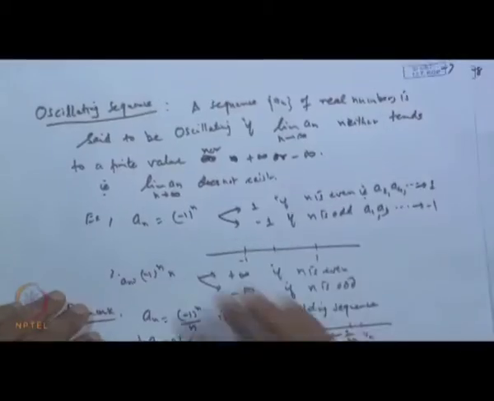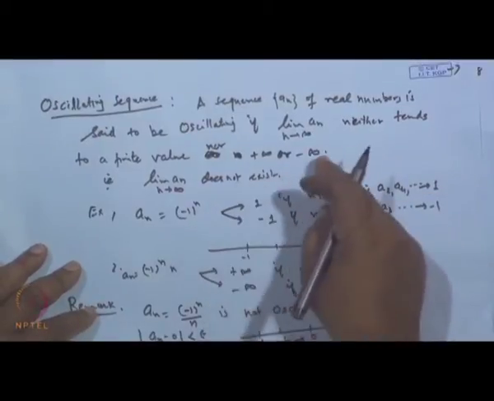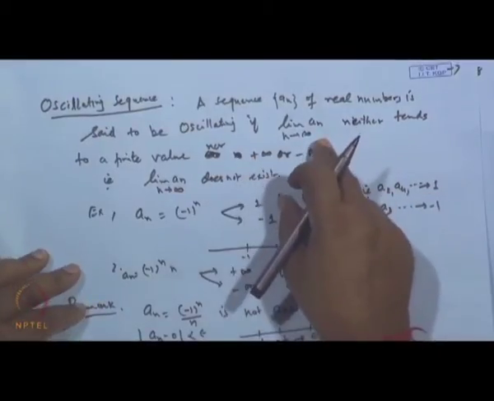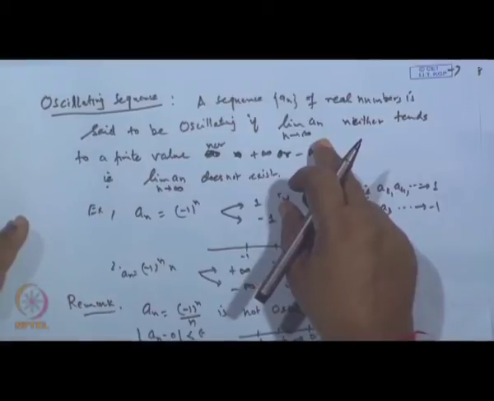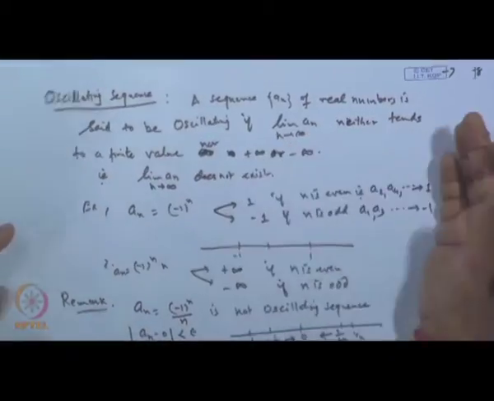Then bounded sequence. Here also we can characterize oscillating sequences as finitely oscillating and infinitely oscillating. A finitely oscillating sequence is one where the limit does not tend to a finite value, and does not go to plus infinity or minus infinity, but it alternates.